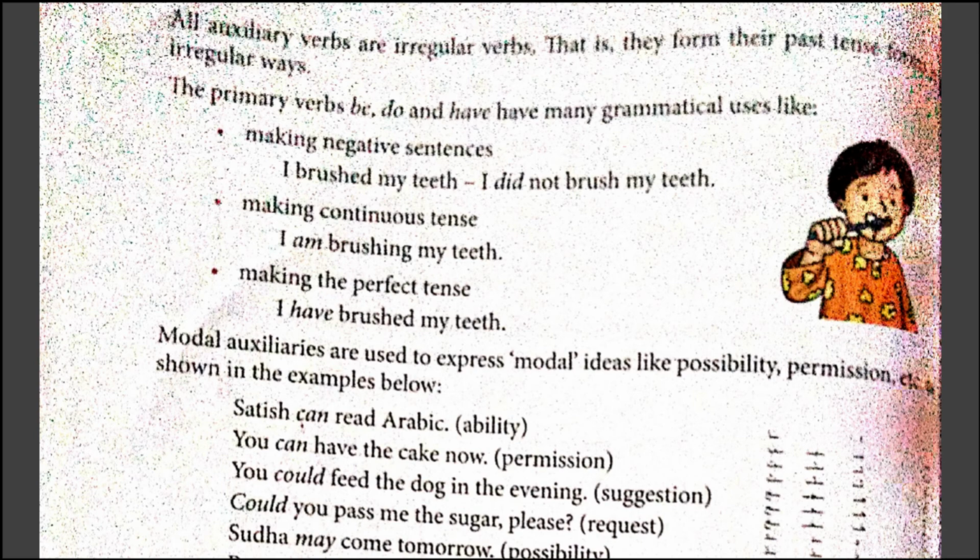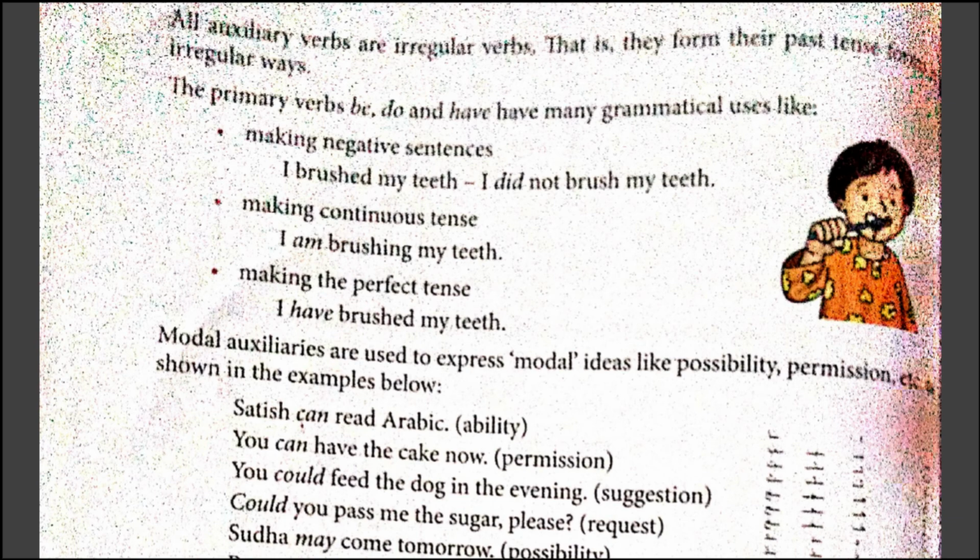The primary verbs be, do, and have have many grammatical uses. First, making negative sentences. For example, I brushed my teeth. I did not brush my teeth. Second, for making the continuous tense. For example, I am brushing my teeth. Here we are using am plus brushing, the present continuous tense. Next, for making the perfect tense. Example, I have brushed my teeth. So have plus brushed is used.